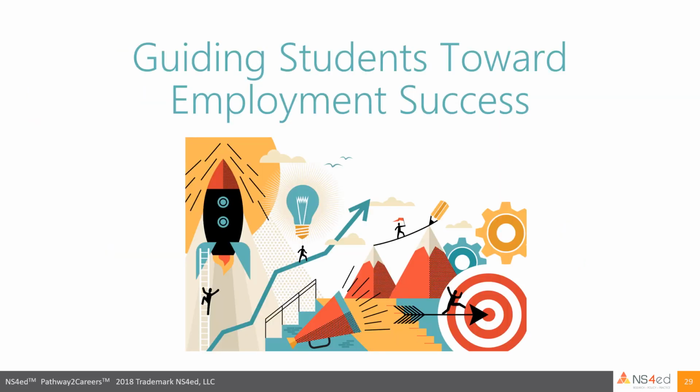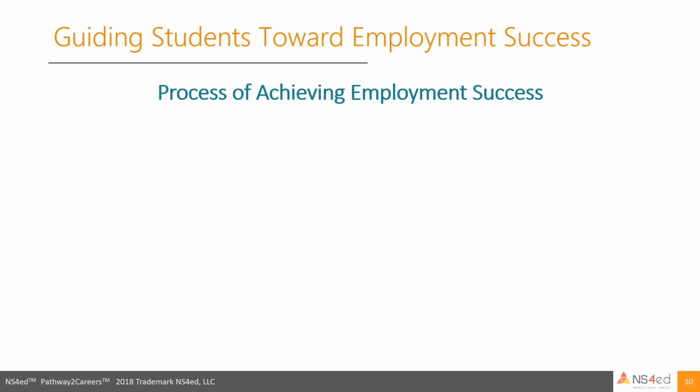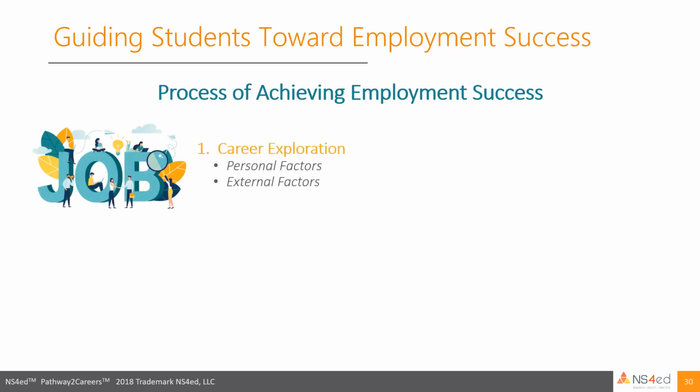Let's move now into what the process looks like when we pull everything together in guiding students toward employment success. The process of achieving employment success involves 4 essential steps that we have examined individually in this course. In the first step, students engage in career exploration, where they gain awareness of personal and external factors that can influence job satisfaction.